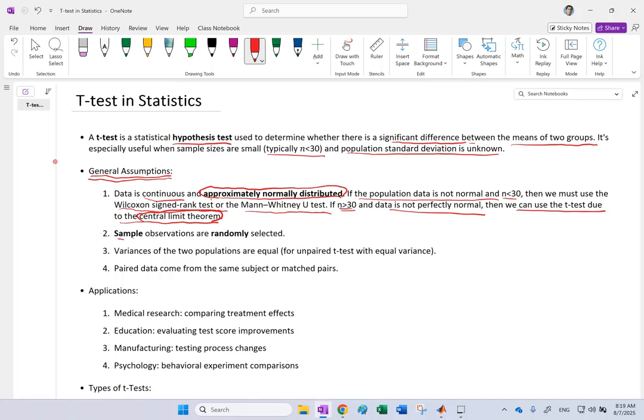Second one is the data that you get are randomly selected, okay? So you're not going to only pick the grades from your best students or your worst students to kind of show something intentionally. You have to get all of the data randomly, and that is going to show the actual hypothesis test results. The other thing is the variance of these two populations or samples, the populations from which you pick the two samples, they should be equal. Okay. Now there is also one that has unequal variance.